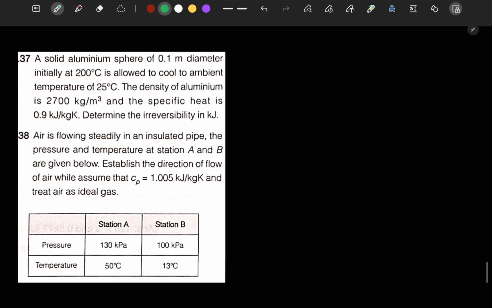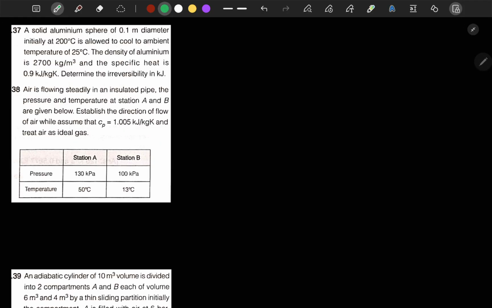So this amount of irreversibility will be generated through the wall. Now moving to the next question, question number 37. It is mentioned that a solid aluminum sphere of given diameter, initially at 200 degrees Celsius, is allowed to cool to an ambient temperature of 25 degrees Celsius. The density of aluminum is this, and the specific heat is this. Determine the irreversibility.